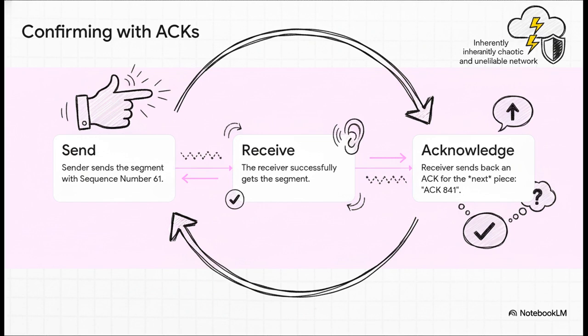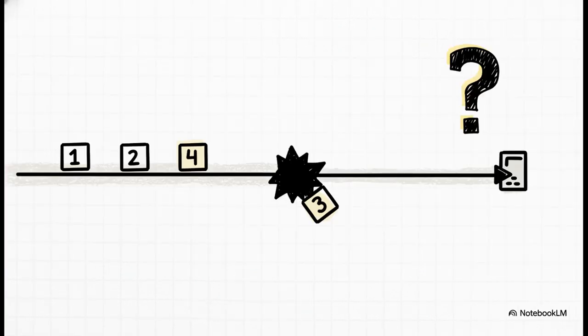But here's the genius part. It doesn't just say, hey, I got 61. It says, okay, I got everything up to 840, so I'm now expecting the piece that starts with 841. It's a 2-for-1 message. It confirms what it got and tells the sender what to send next. So efficient. Okay, but what about the biggest problem of all?